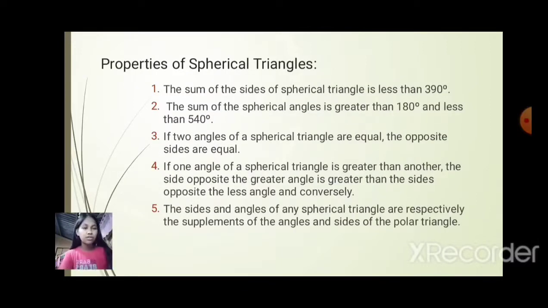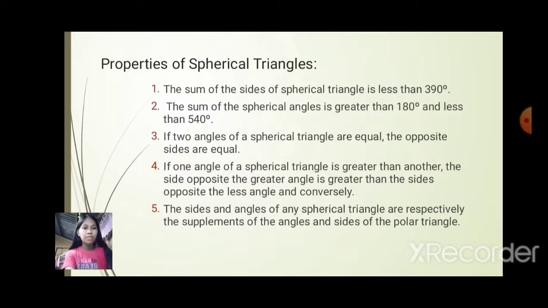Properties of spherical triangles. First, the sum of the sides of a spherical triangle is less than 360 degrees. Second, the sum of the angles of a spherical triangle is greater than 180 degrees and less than 540 degrees. Third, if two angles of a spherical triangle are equal, the opposite sides are equal.